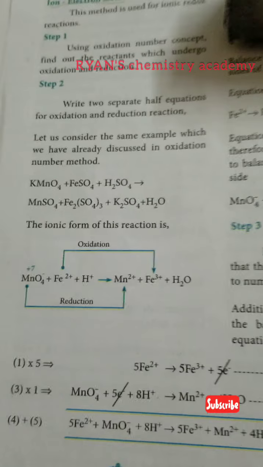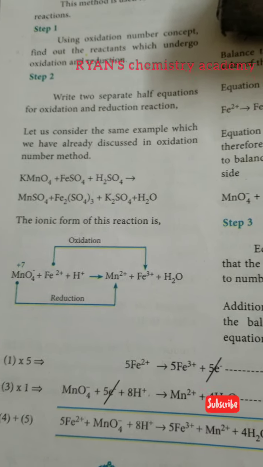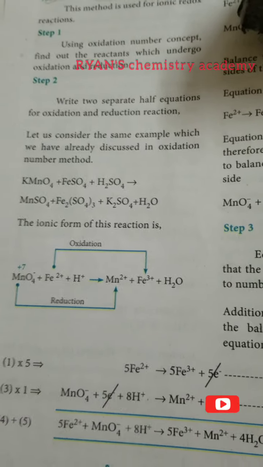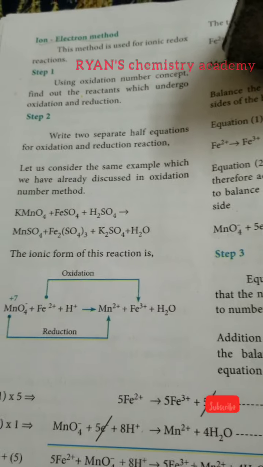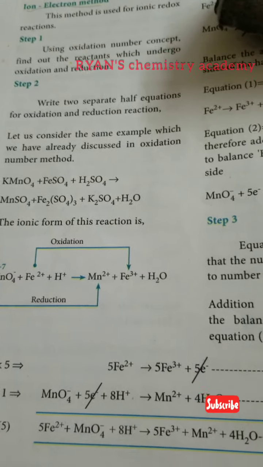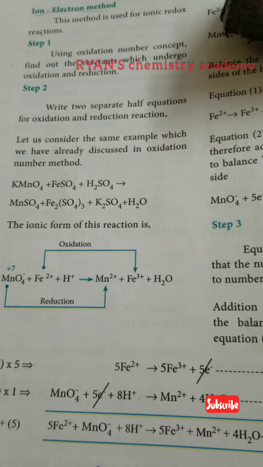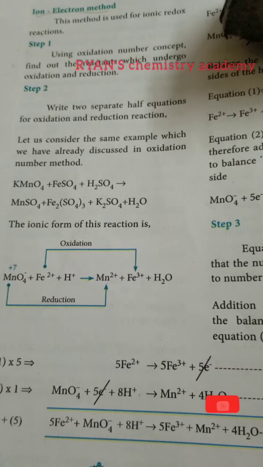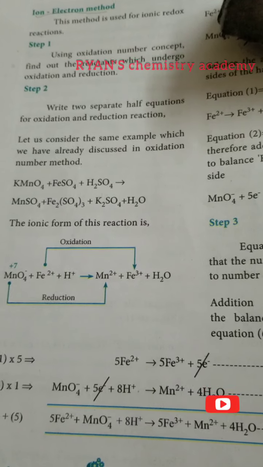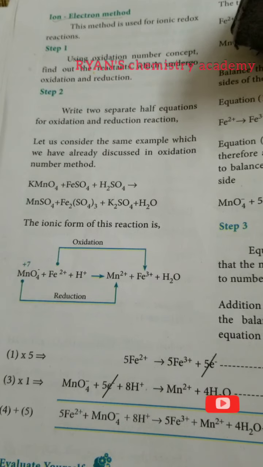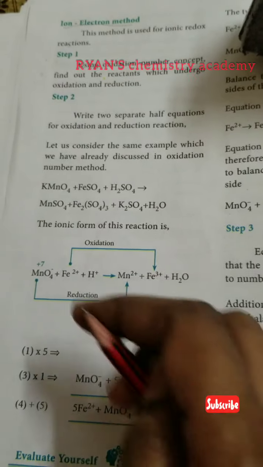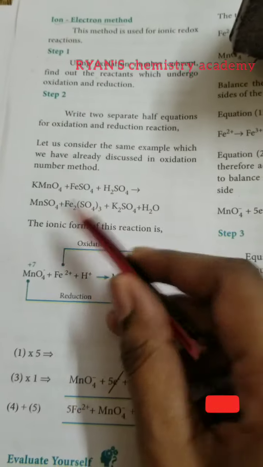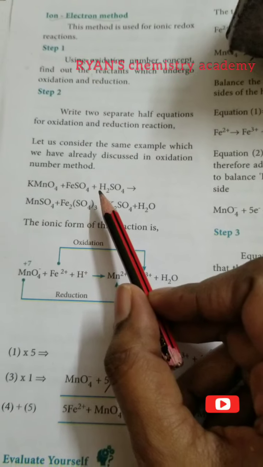What is the second step? Write two separate half equations for the oxidation and reduction reactions. Before we write the two separate half equations, first we have to consider the redox reaction and check the ions which undergo oxidation and reduction. First we consider one example, the same example given in the oxidation number method.